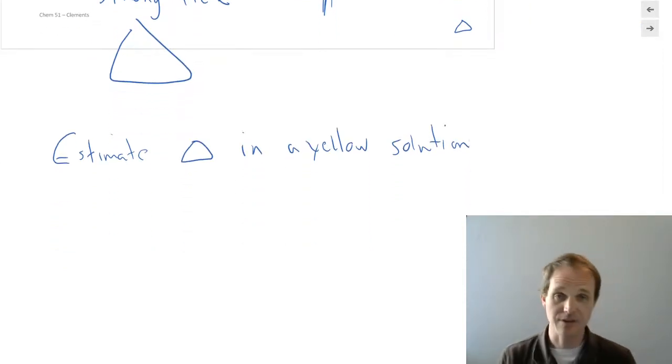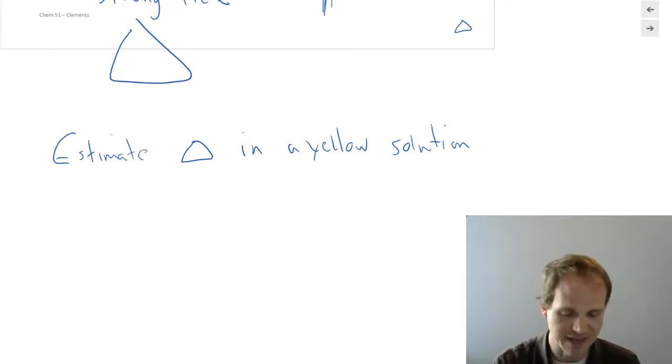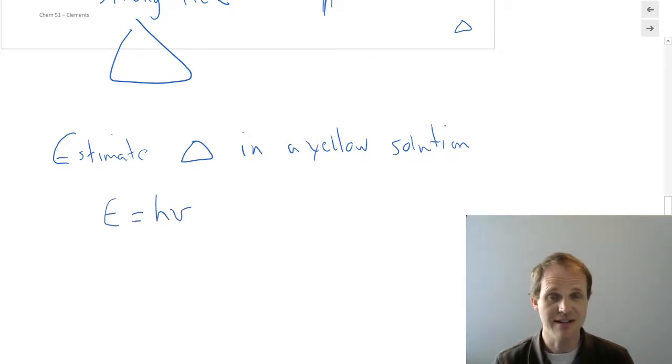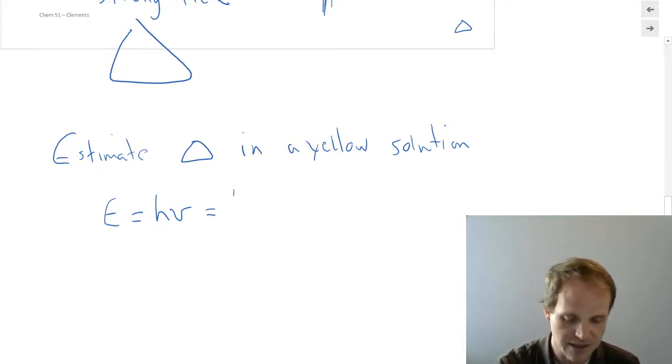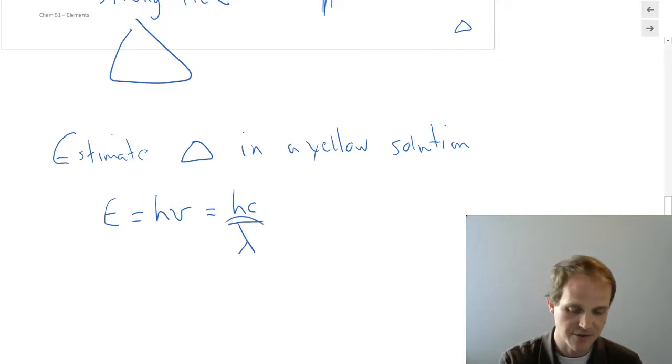Well, we're going to go back to some of your first semester general chemistry knowledge, and see if you remember this. E equals h nu. The energy of light is equal to Planck's constant h times the frequency of the light, or E equals hc over lambda. Energy is equal to Planck's constant times the speed of light divided by the wavelength. And we're going to use that to calculate the energy of light for a given wavelength of absorbed light.